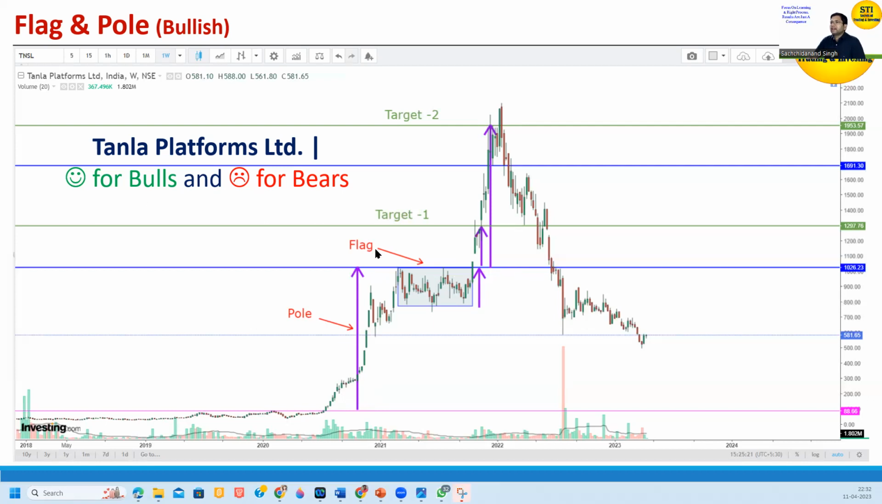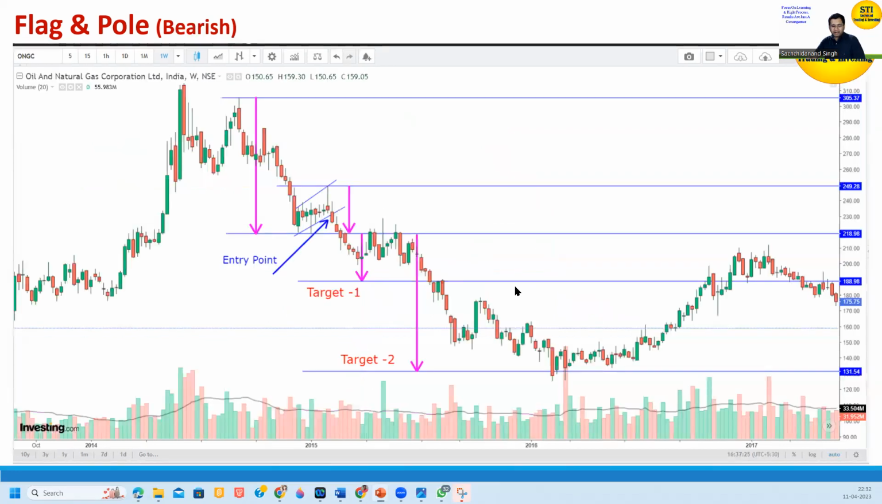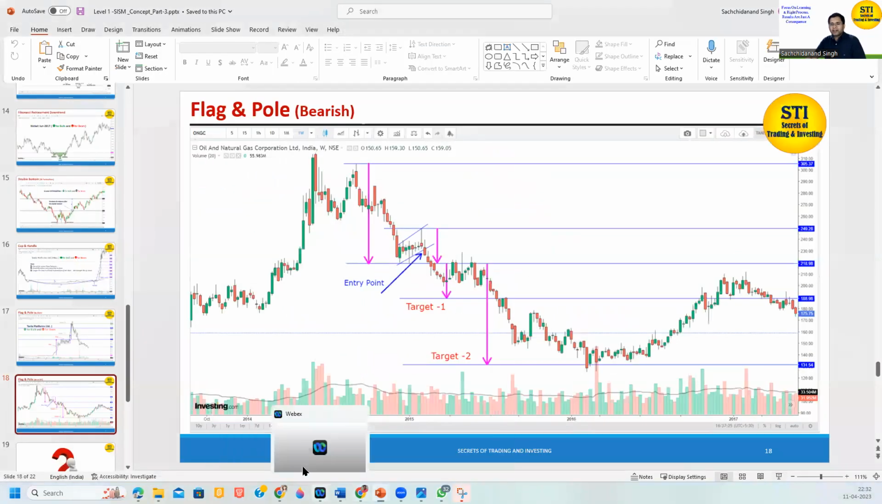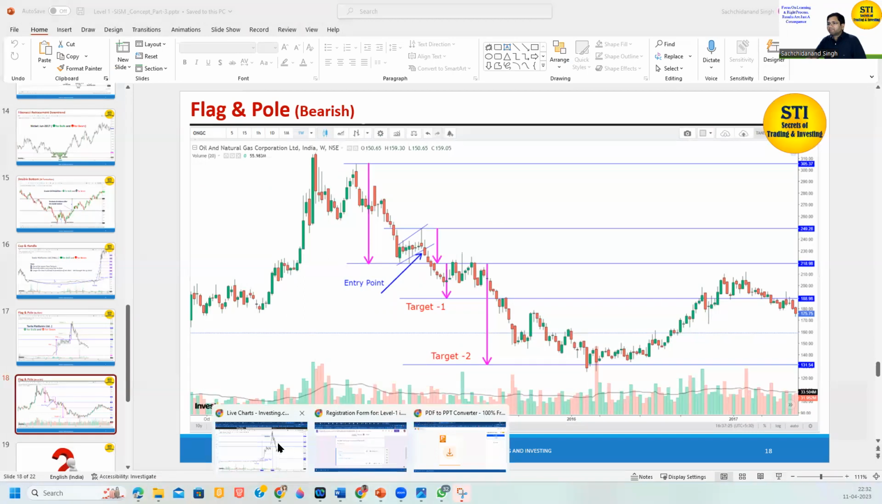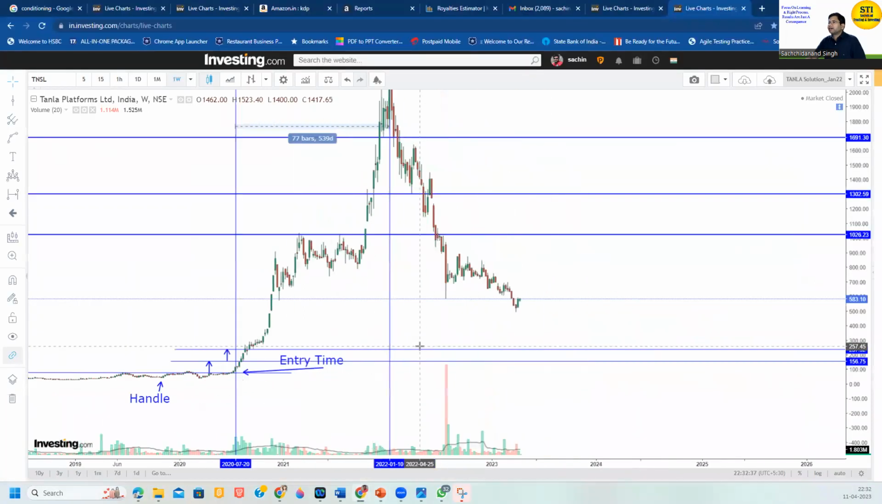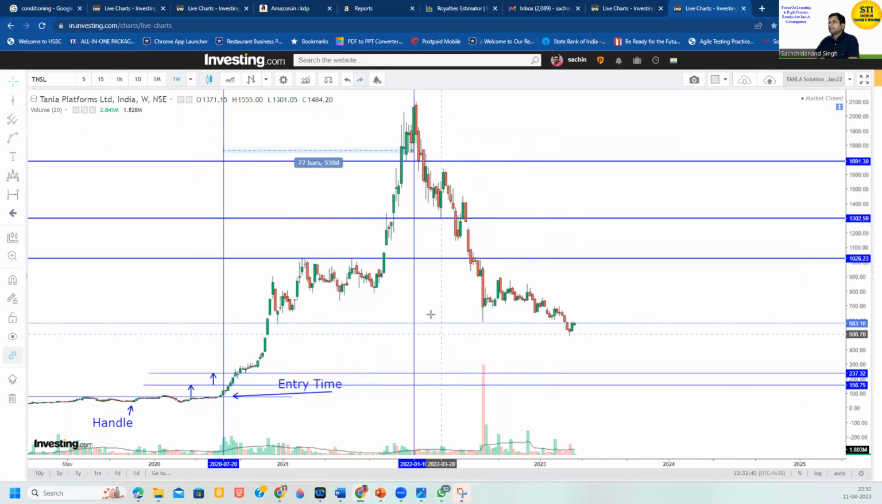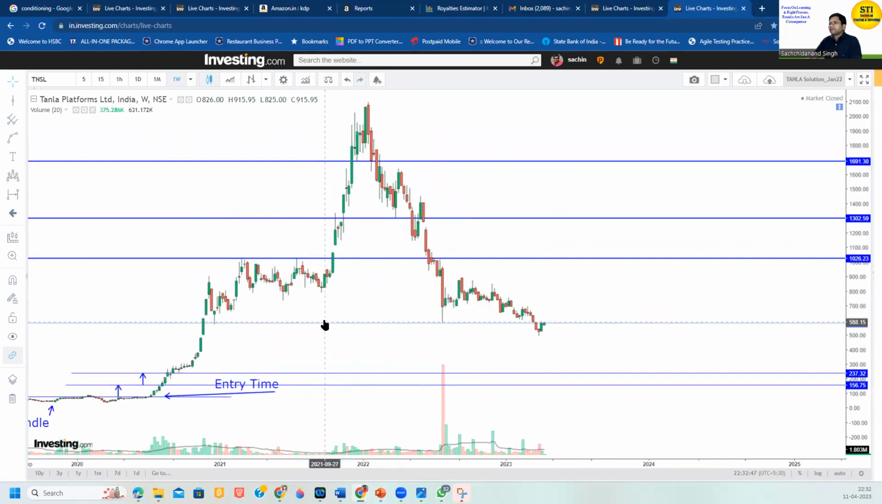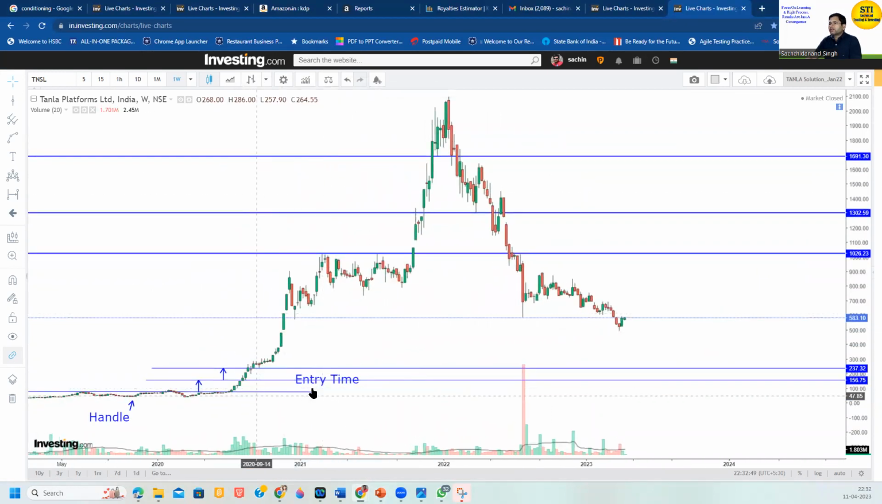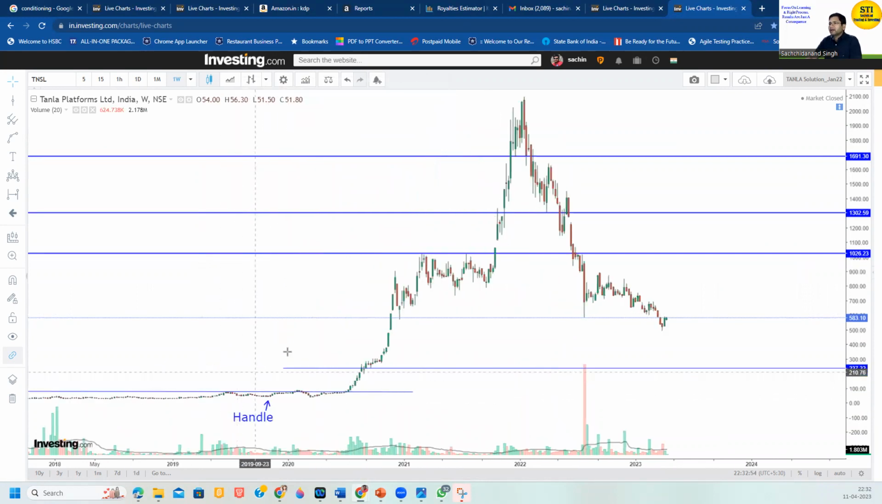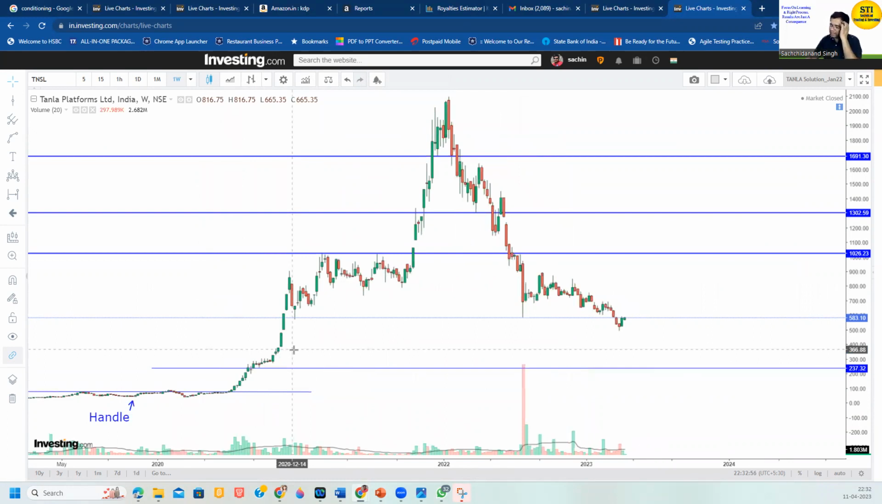So an ideal entry point could be this one. Maybe I'll just show you in the real chart, that would be more clear. The example is the same. I will take the example of the Tanla platform itself. So if you look at here, suppose in Tanla Solution somebody missed taking entry here, and understand that there is another pattern called flag and pole.